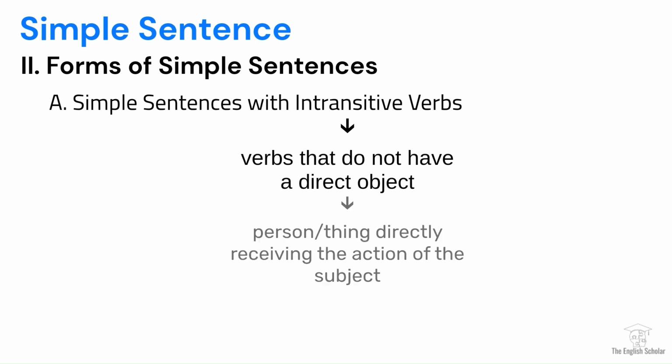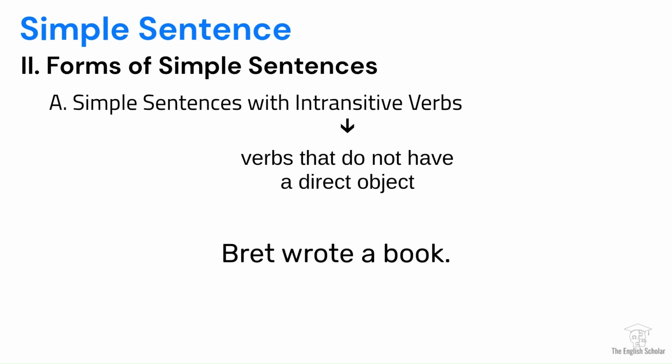For example, Brett wrote a book. We know that Brett is the subject because he is the one who performed the action. We know that in this predicate, wrote is the verb. Now, as I said, a direct object is the person or thing receiving the action. In this sentence, the book is our direct object because it receives the action of Brett. It is the thing being acted upon by Brett.